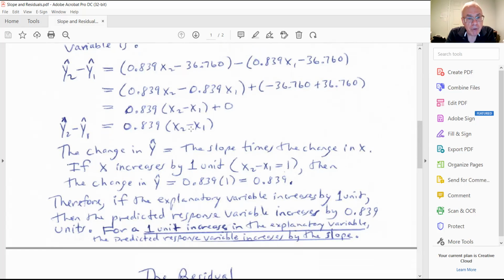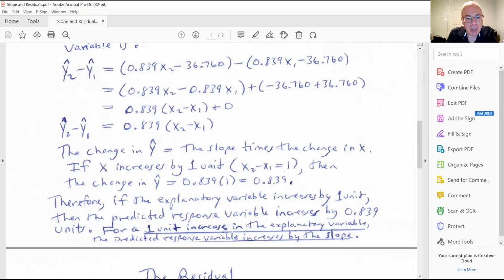Right? So if we say x2 minus x1 is 1, we plug it into this equation here. We're replacing x2 minus x1 with 1, and then we know 0.839 times 1 is 0.839. So y hat becomes 0.839. Or excuse me, the change in y hat, the y2 hat minus y1 hat, is equal to the slope.